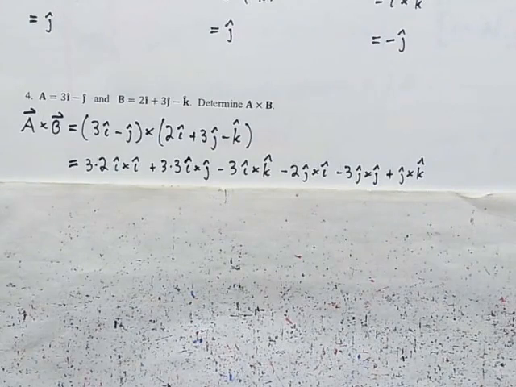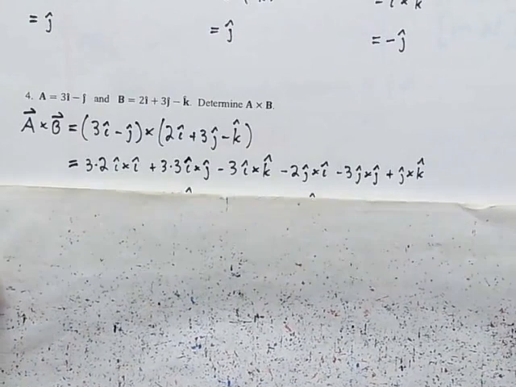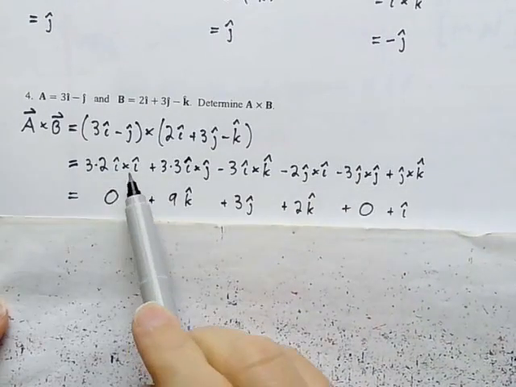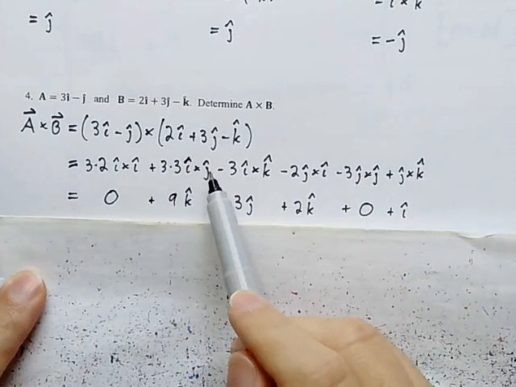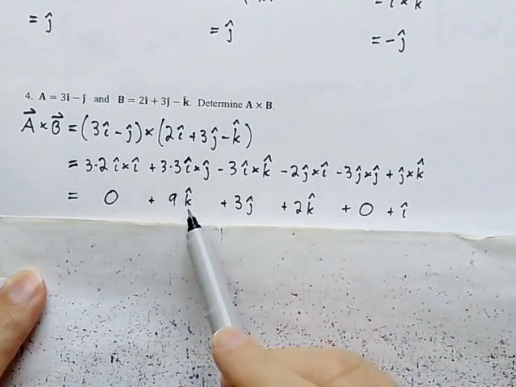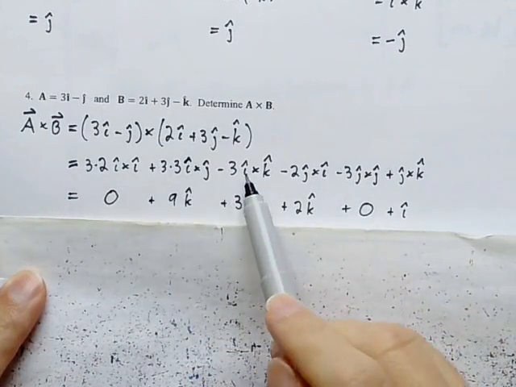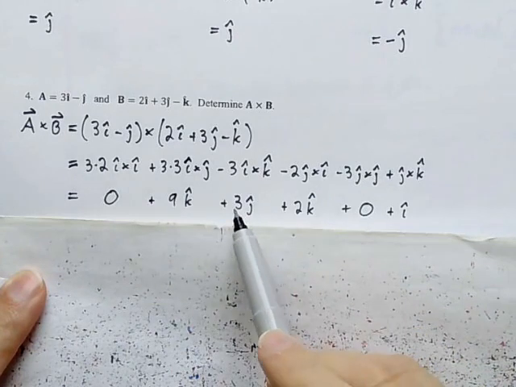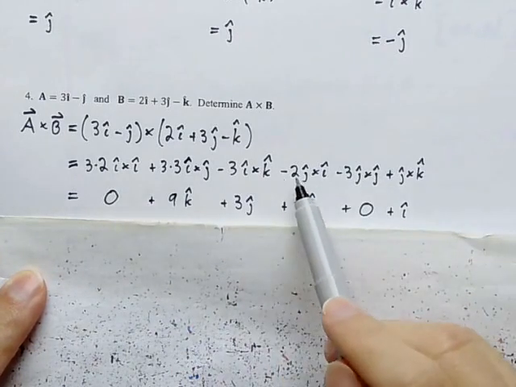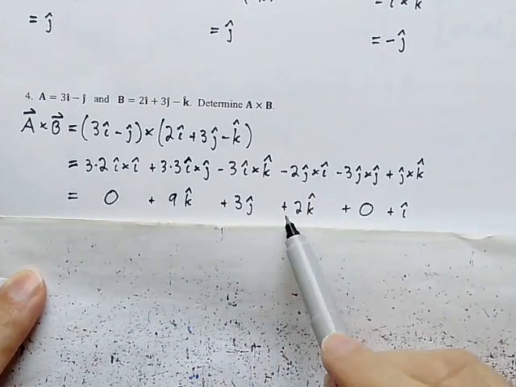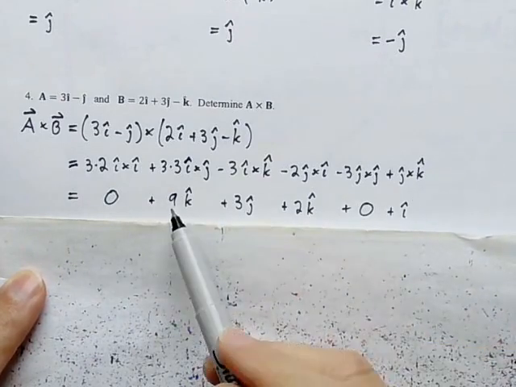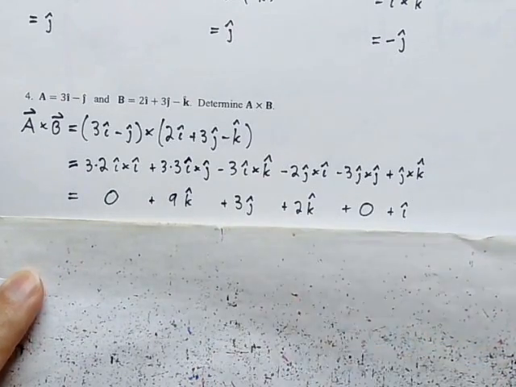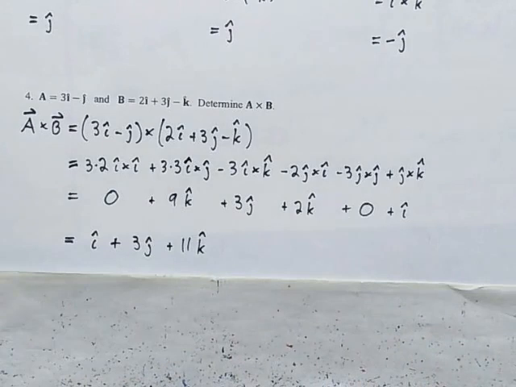Ready? Here we go. Answer is the i hat cross i hat term is 0. The j hat cross j hat term is also 0. i hat cross j hat gives us k hat, so it's a 9k hat there. This negative 3 i hat cross k hat gives us a plus 3 j hat. The negative 2 j hat cross i hat gives us a plus 2 k hat, and the j hat cross k hat gives us an i hat. Combining terms, 9k hat plus 2k hat is 11k hat. So final answer, A cross B equals i hat plus 3j hat plus 11k hat.